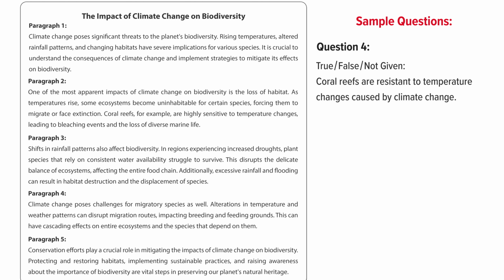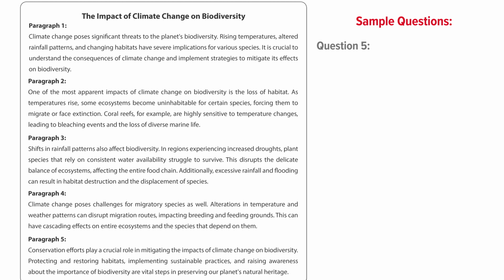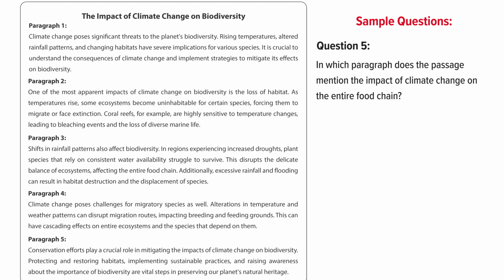Question 4. True, false, not given. Coral reefs are resistant to temperature changes caused by climate change. Question 5. In which paragraph does the passage mention the impact of climate change on the entire food chain?